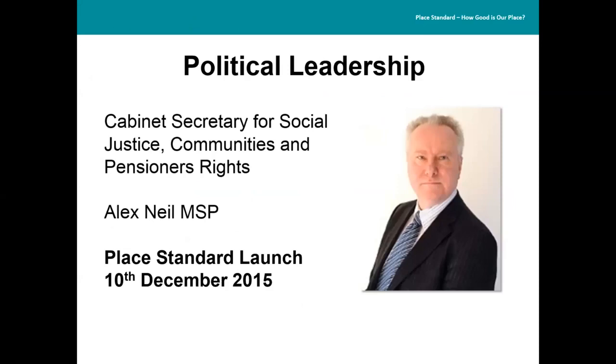Now, one of the important things is, of course, leadership, and certainly at a political level as well. So when the tool was launched, we had the buy-in from our cabinet within the Scottish Parliament. And so that was extremely helpful in having a high-level profile and political commitment to not only delivering on engagement with communities and designing local services and places, but also a recognition that the Place Standard Tool was one of those products that should be strongly considered in taking that work forward.